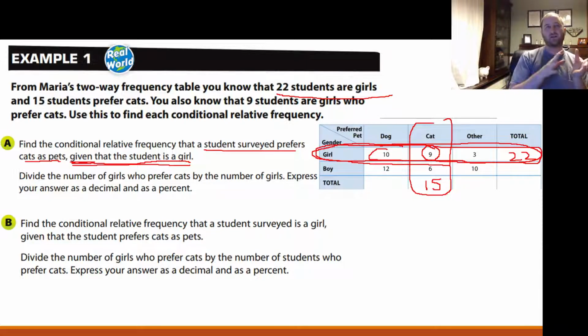Now, one way you can think about conditional relative frequency is to think of it kind of like finding the probability of something, okay?